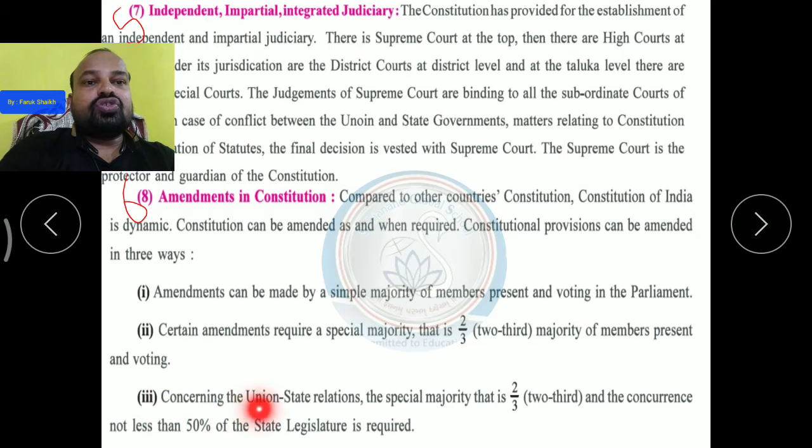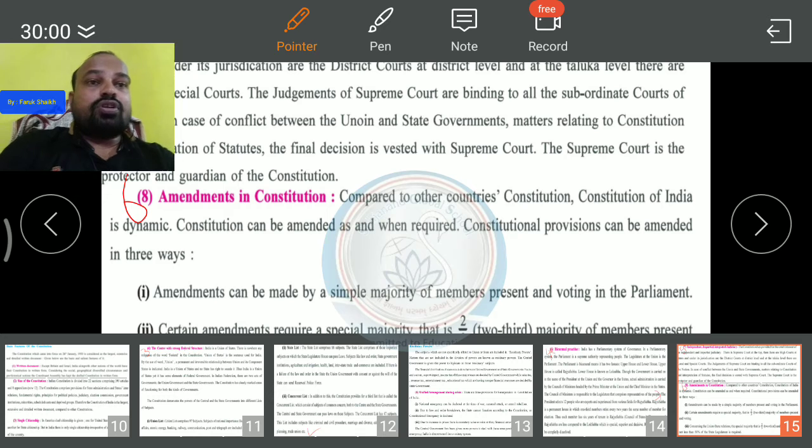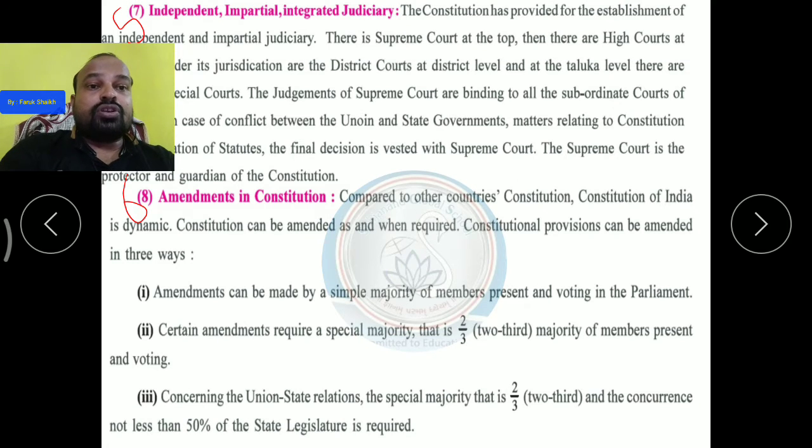Number third, concerning the union state relations, the special majority, that is 2/3, and the concurrence of not less than 50% of the state legislatures is required. Here the legislators are also involved. Okay, 50% से वो कम नहीं होना चाहिए, it should not be less than 50%. The state legislature is required. Okay, 2/3 and the 50%, both measurements are included in the third. So these are the 3 ways that amendment can be done in the constitution.